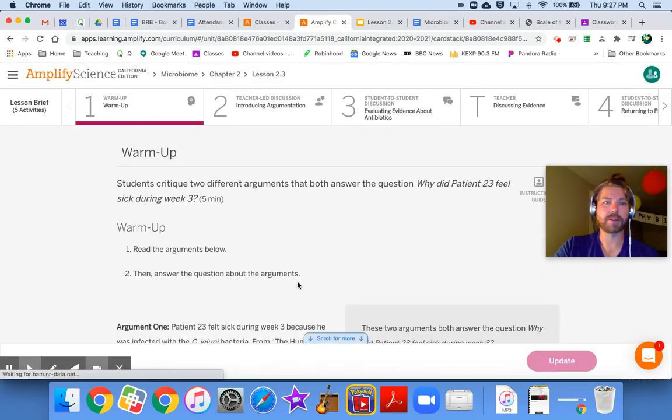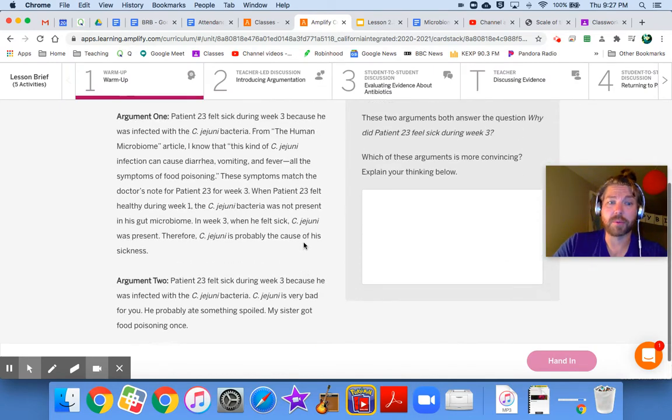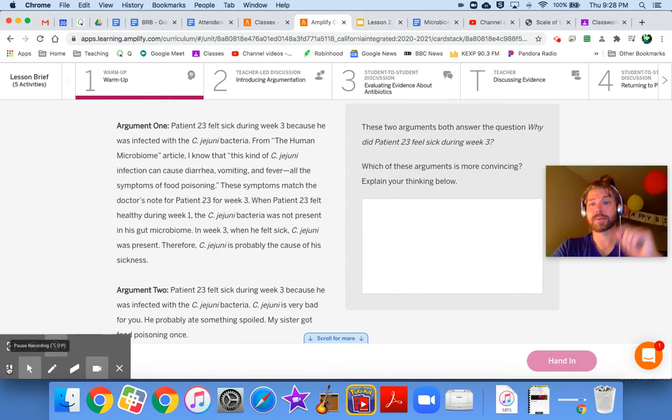Which of these arguments is more convincing? So we have argument one and argument two. Now, don't just say, oh, argument one because it's longer. No, really, consider the content of each one, okay? So don't forget to explain which one you think is more convincing and why. Go ahead, do that, come back to me.